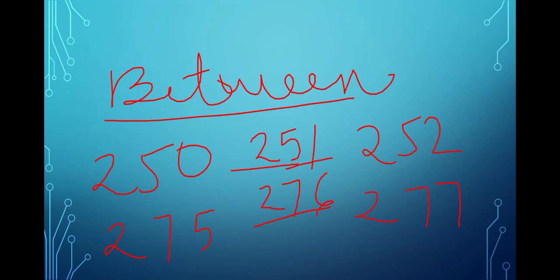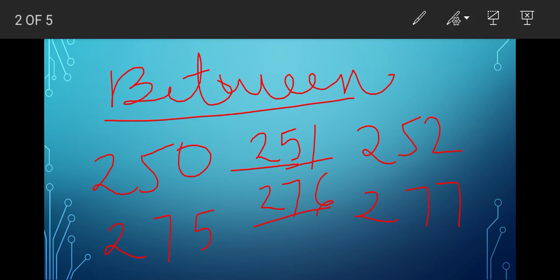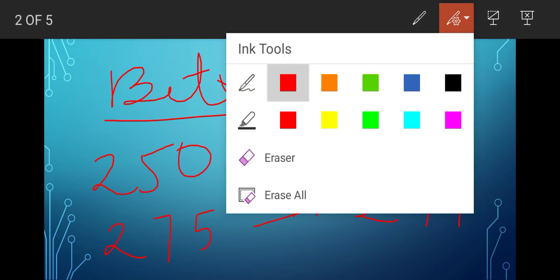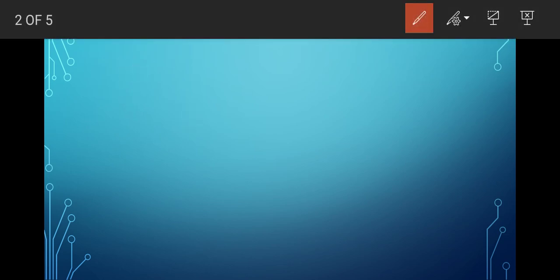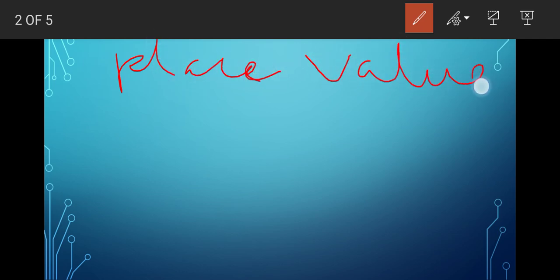Alright. Now let us discuss what is the place value. Not face value. Let us first discuss place value of a number. The value of a digit based on its place in a number is called its place value.